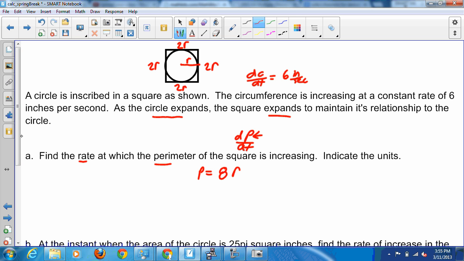Okay. So what is the derivative? dP/dt is equal to 8, and we just took the derivative of this, right? dr/dt. Alright. Well, what do we know about the circumference? The circumference is equal to 2 pi r.